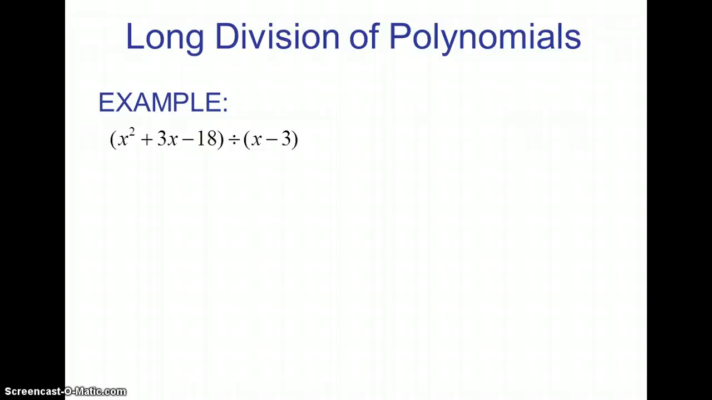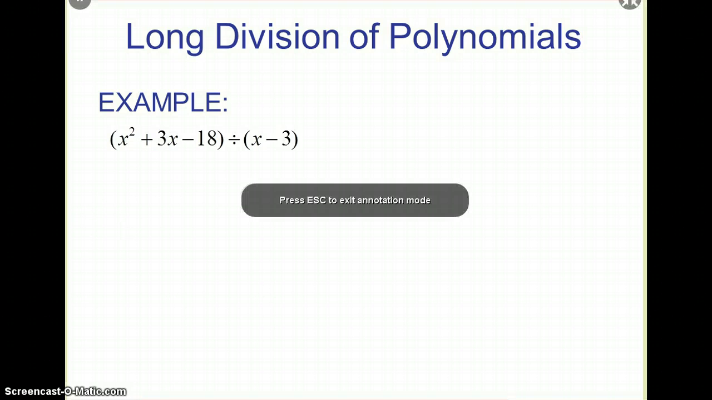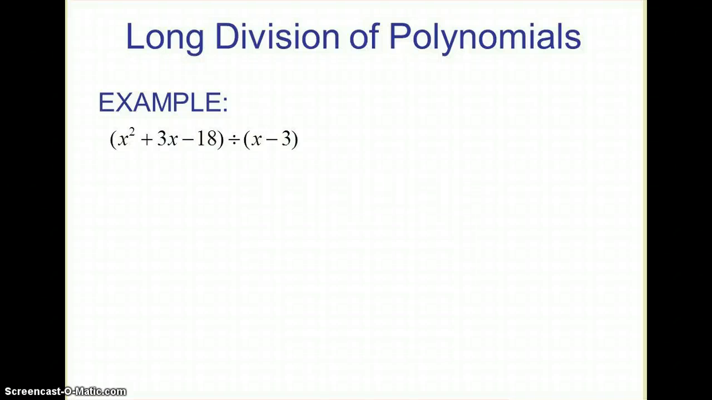We're going to set up our problem the same way we set up a normal division problem. What I'm dividing by, which in this case happens to be x minus 3, is going to go into x squared plus 3x minus 18. So I'll set up my little division symbols here. I'm dividing by x minus 3, which goes on the outside. And on the inside, we'll put x squared plus 3x minus 18.